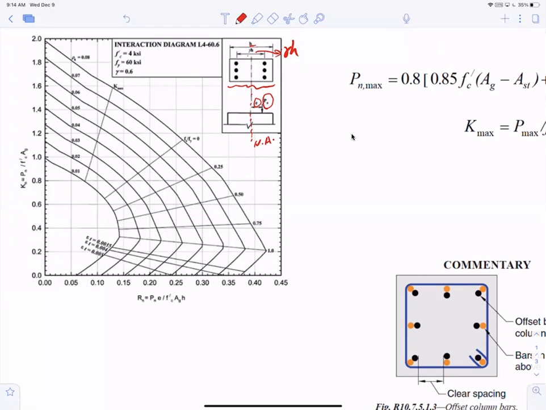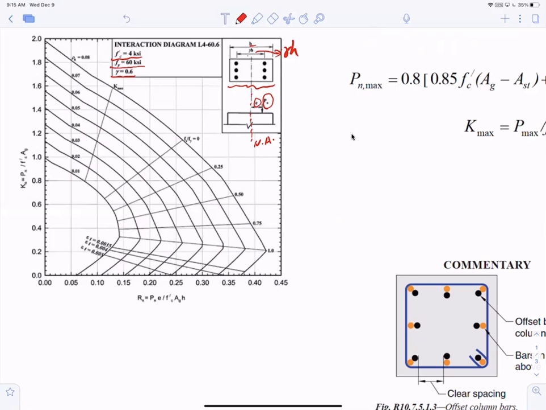Now, one typical interaction diagram is shown on the left. The material property is given, which is 4 ksi. Yield strength is given, 60 ksi. Gamma, which is the ratio between the distance between bars and the section height, is also given. These are the set of parameters for this figure. You'll find numerous figures just like this with different parameters.